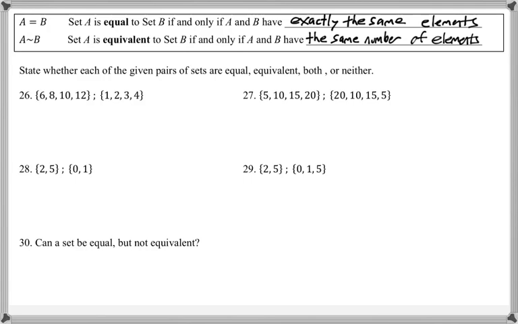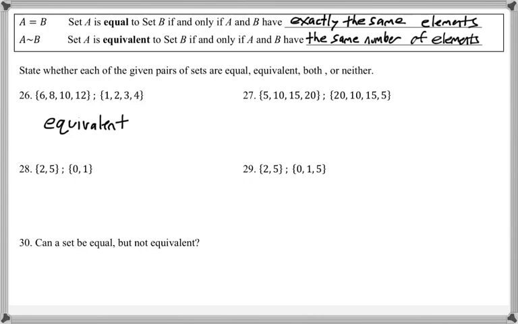The directions say, state whether each of the given pairs of sets are equal, equivalent, both, or neither. So 26, these two sets are equivalent because they have the same number of elements, but the elements themselves are different.